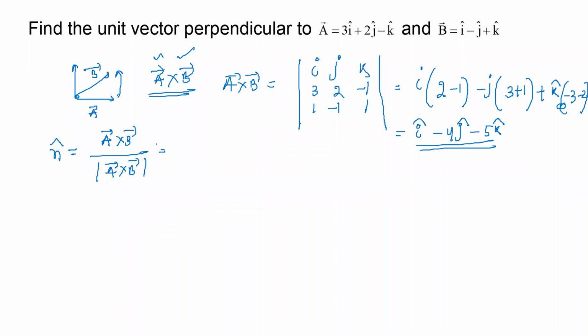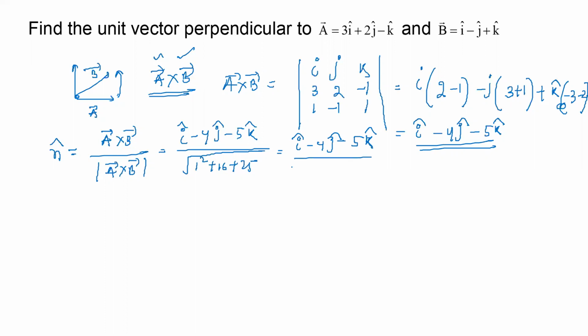I want to find the unit vector that is perpendicular to both. That means what I have to do? A cross B, I got i cap minus 4 j cap minus 5 k cap, divided by root of 1 square plus 4 square plus 5 square, that is 1 plus 16 plus 25. That is equal to (i cap minus 4 j cap minus 5 k cap) divided by root of 25 plus 16 plus 1, that is 42, root under 42. So this is the required answer to the question: (i cap minus 4 j cap minus 5 k cap) by root under 42.